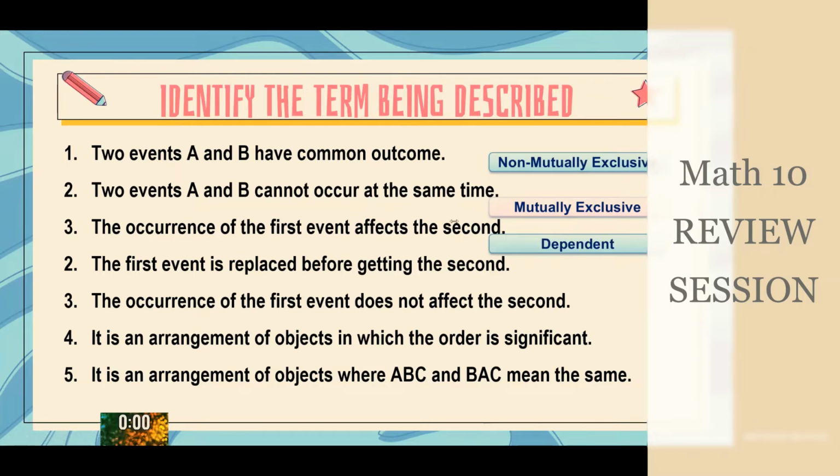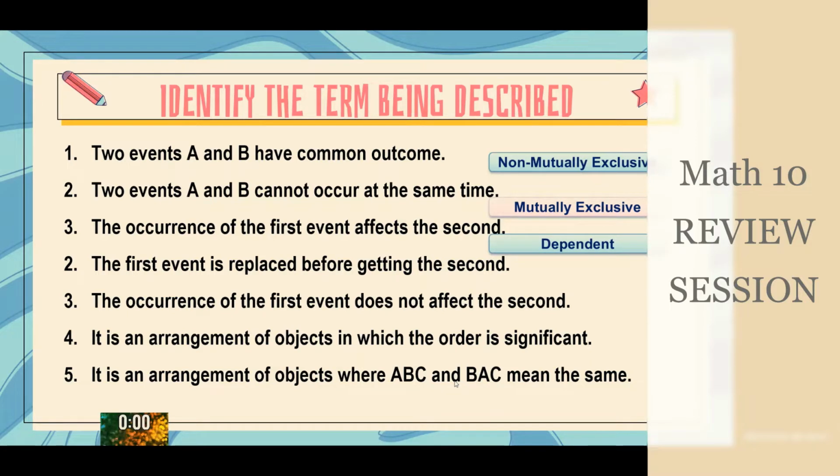Next number. Why is my numbering like that? What happened to my numbers? 1, 2, 3. This should be number 4. There are 7 pala. Next, number 2 here, but it's number 4 na. The first event is replaced before getting the second. So what is that event? Answer, Maple.